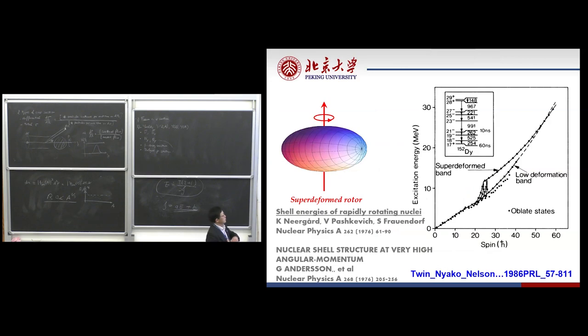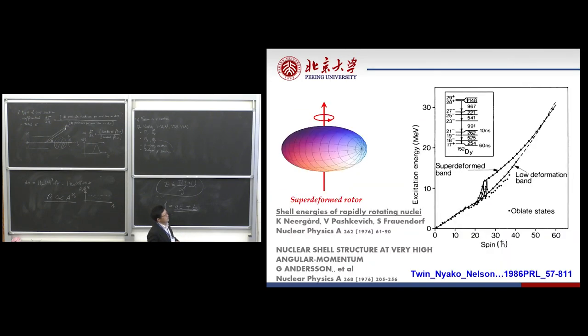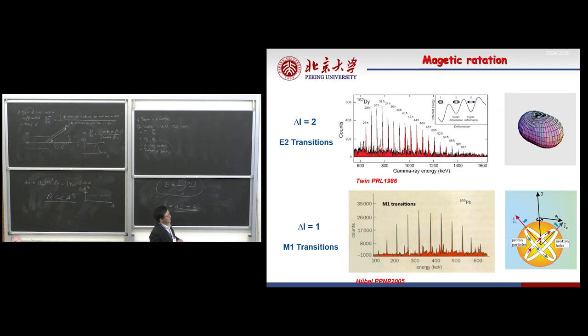In particular, as I mentioned before, we have already reached the highest angular momentum of about 60 ħ in our approach. Another thing is that when we're talking about this, the nucleus is highly deformed, because the nucleus has a long axis and a short axis with a ratio of 2:1.